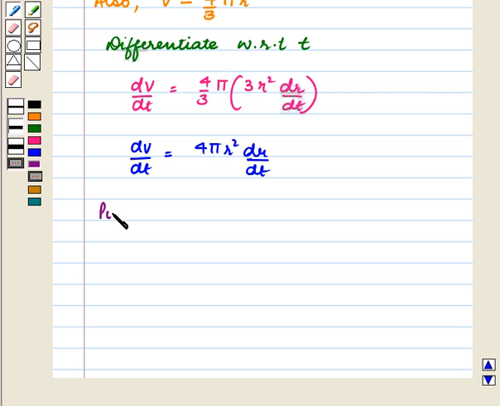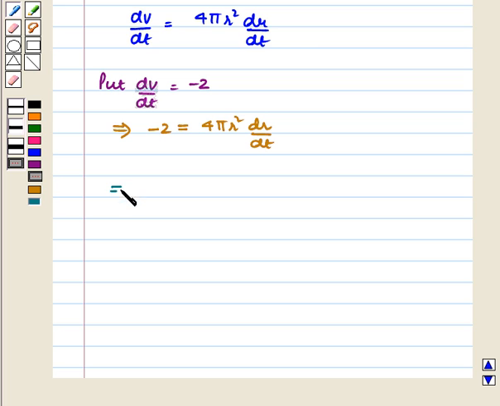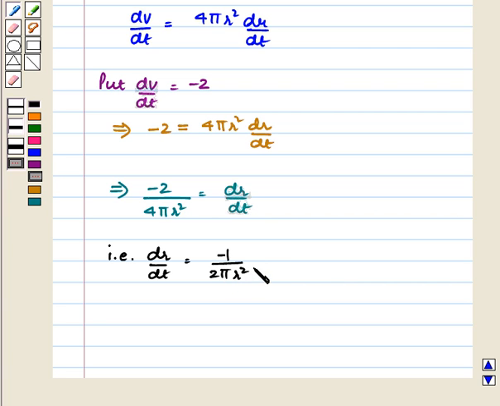Now we put dV by dt equal to minus 2 in this equation. So this equation becomes minus 2 is equal to 4 pi r square dr by dt, which implies minus 2 upon 4 pi r square is equal to dr by dt. That is, dr by dt is equal to minus 1 upon 2 pi r square.